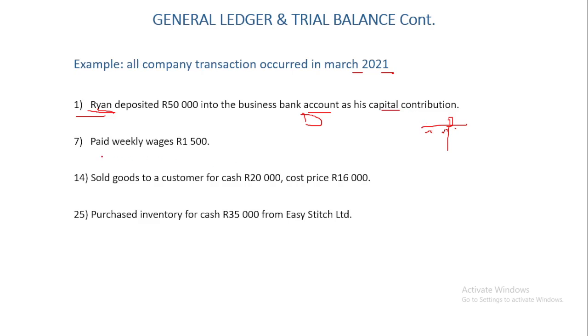And then on the 7th, it says paid weekly wages. So we have to identify the two accounts affected. We've got salaries and wages. And since it says paid, meaning that our bank account is affected, we paid the money, we paid our employees. So under this transaction, what is going to happen is that we go to the bank account, it's going to be decreasing. So on our bank account, we're going to go on the credit side since it's decreasing.